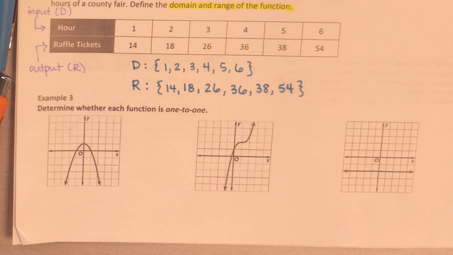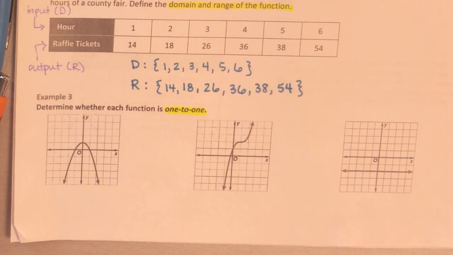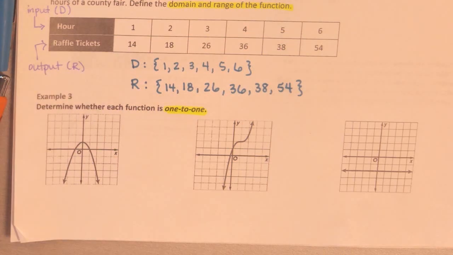Alright. Example 3. Determine whether each function is 1-to-1. This is where we're going to use the horizontal line test.